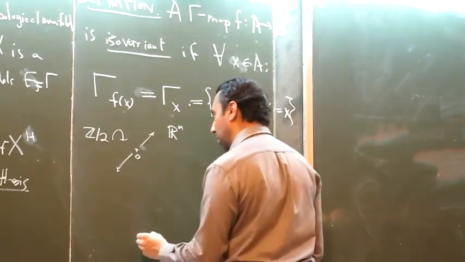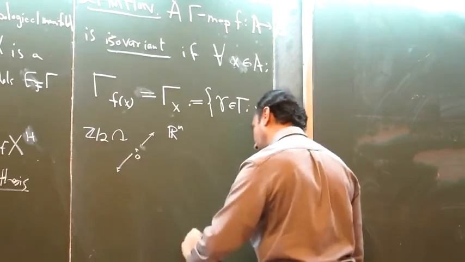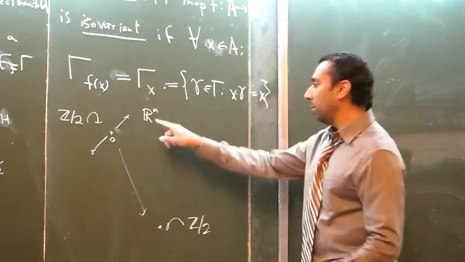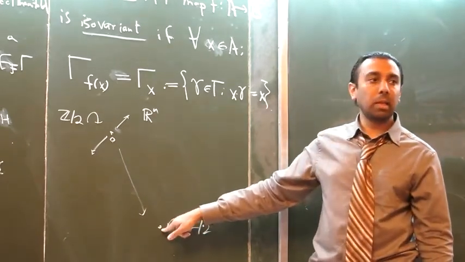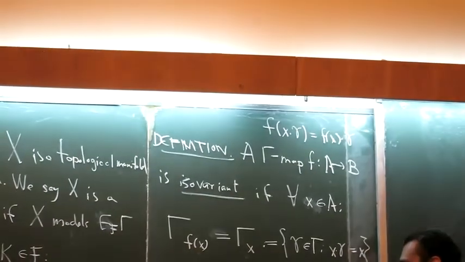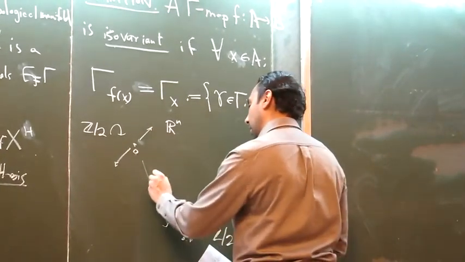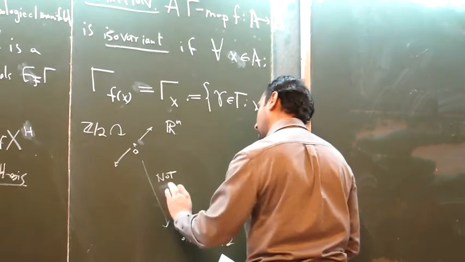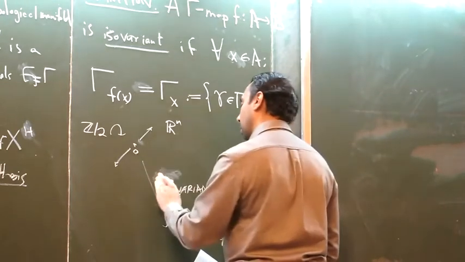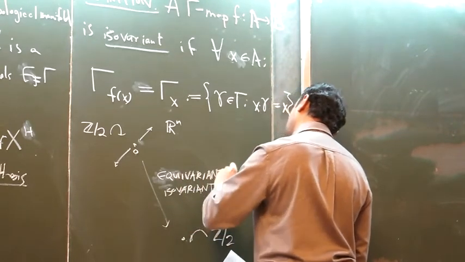Okay, then you compare it to just a one point space with the right action, Z mod 2, just trivial action. There is a mapping from R^n to the one point space, a constant map. This map is a gamma map, a Z mod 2 map. In fact, it's a Z mod 2 homotopy equivalence. You can take this point and bring it back here, everything is fine. However, this map here is equivariant but not isovariant.